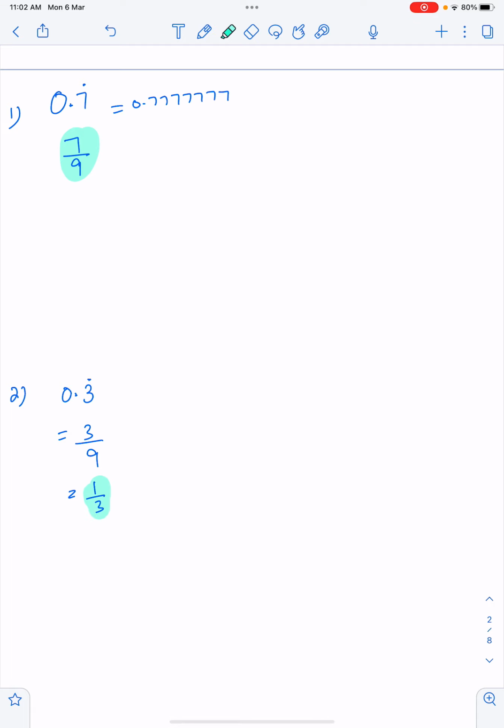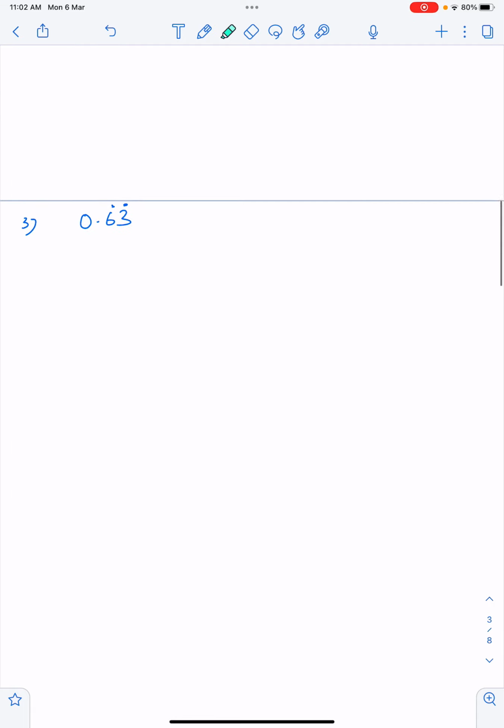Now, moving on to the next one, there are two digits being repeated here, which is 0.63. Okay, two digits right after the decimal being repeated, simply write 63 upon 99. Since two digits were repeated, simplify this. 3 1 times is 3, and 3 3 times is 9. Once again, you can simplify it with 3: 3 7 times is 21 and 3 11 times is 33. This is the final answer to this.